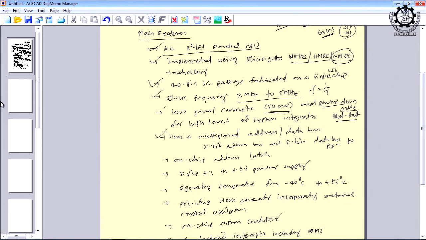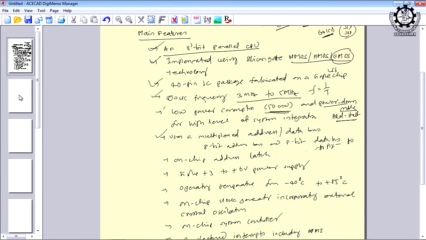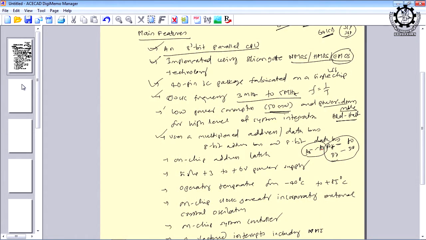The higher order bits are exclusively used for the address bus, that is A8 to A15, which we cannot change. But A0 to A7 can be multiplexed with D0 to D7, and each of these lines or wires will be carrying only one signal, either an address signal or a data signal, not simultaneously.